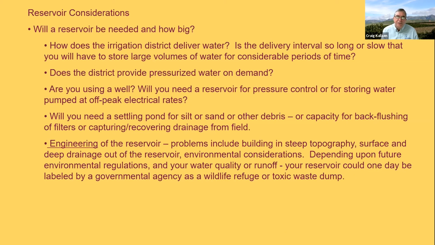Another thing to consider is whether you need a reservoir. And again, we're talking about needing engineering for some of these things. But if you do need a reservoir, how big is it going to be? Where are you going to put it? How does the irrigation district deliver water? Sometimes if the delivery interval is so long or it comes out so slowly, you may need a reservoir. Does the district provide pressurized water on demand? In that case, you probably don't need a reservoir. If you're using a well, will you need a reservoir for pressure control or for storing water if it's pumped at off-peak electrical rates? Also consider when you need a settling pond for silt or sand or other debris.